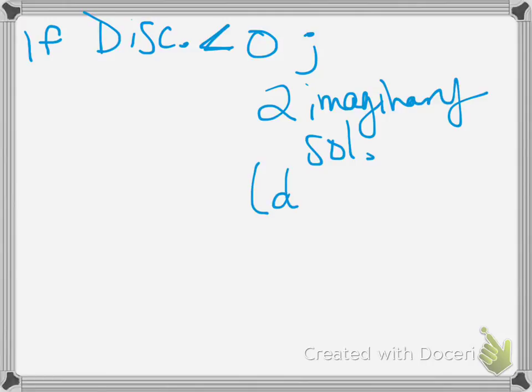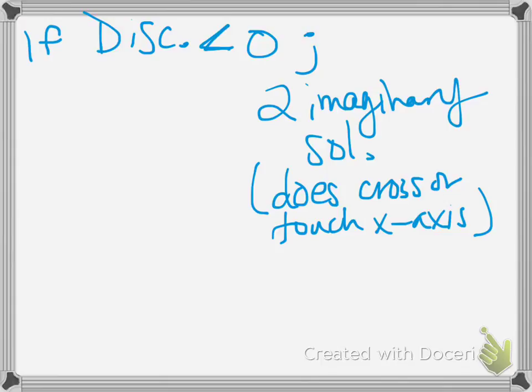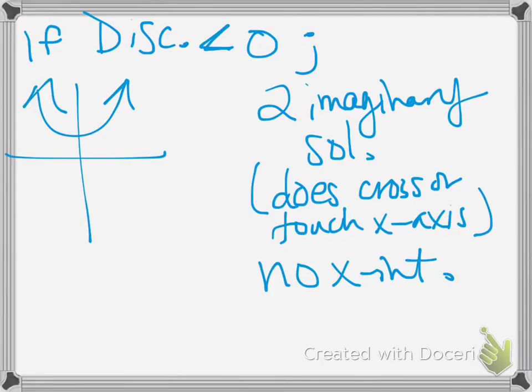Okay, so it does not cross or touch the x-axis. So that actually means you have no x-intercepts. Okay, so that would be something like this, where it just totally won't hit it, ever. Okay, because if you are graphing on a real coordinate plane, then you cannot actually graph any imaginary numbers. So if you have two imaginary solutions, you technically do not have any x-intercepts.